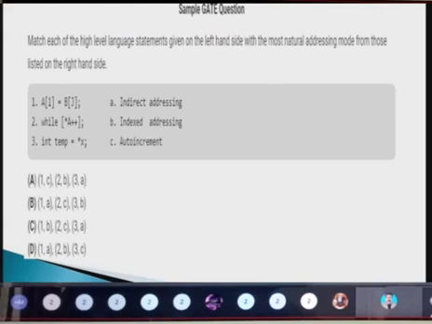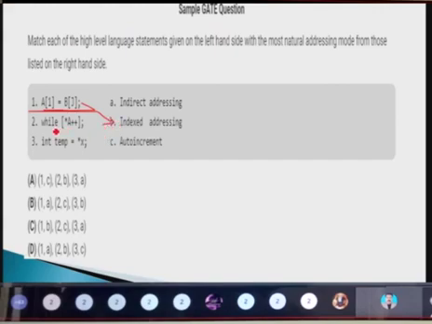Here, A of 1 equal to B of j. What happens is that whatever value is there at one location, we are just initializing it to another location. So it is the index addressing mode. So this will be matched with this one.